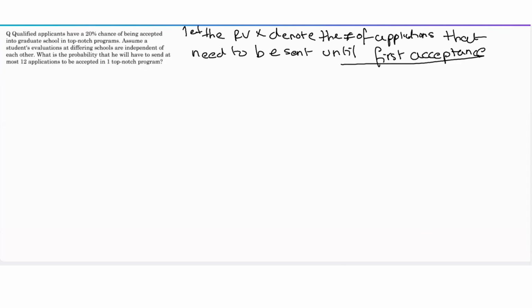So how do we define this random variable first? This X that we defined is based upon the question statement, because the question wants us to find the probability you'll have to send at most 12 applications to be accepted into one top-notch program. So given what we want to find, we'll define X to be the number of applications that need to be sent until first acceptance. And the fact that we're looking at until first acceptance tells us to check if geometric can apply here. So X in this case is a geometric random variable with p as its only parameter, which is the probability of success, 0.2.